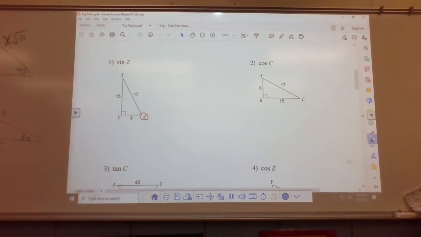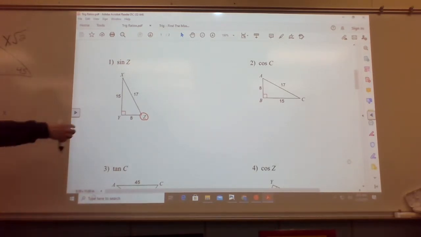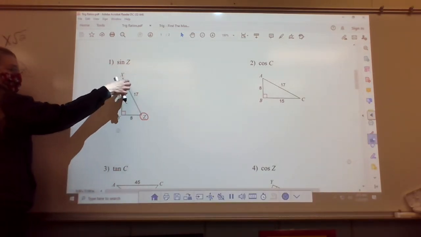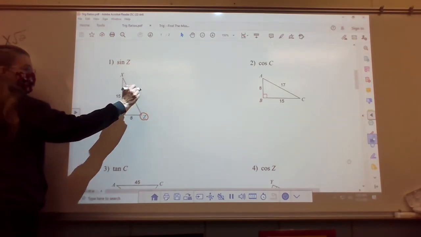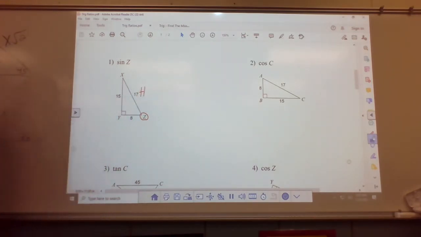I always like to mark the hypotenuse first. It's the easiest side to recognize. So looking at number one, which side is the hypotenuse? 17. It's always the longest side, always the biggest side. It's also always across from the 90. So that's the H. So I'm going to put an H there for hypotenuse.